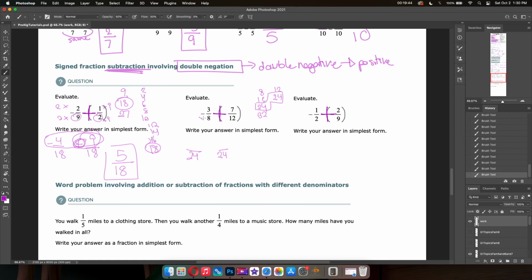Now, 8 times what is 24? 3. So what's 3 times 3? 9. 2 times what gets me 24? 2. So what's 7 times 2? 14. These are opposite signs, so opposite signs mean you subtract. What is 14 minus 9? 5. What's my biggest number? 14. And what's the sign that dominates? Positive. So this is going to be positive 5 over 24.